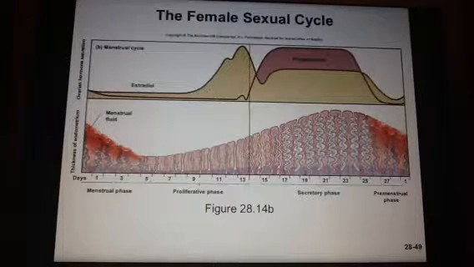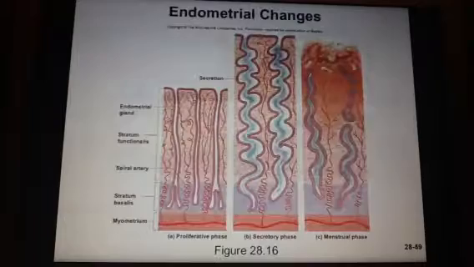And then this just takes a look at those hormone levels on the top, and then kind of what the endometrium looks like throughout all of the phases in the sexual cycle. Again, I know there's a lot more in your book, but we are going to end the female reproductive system here.